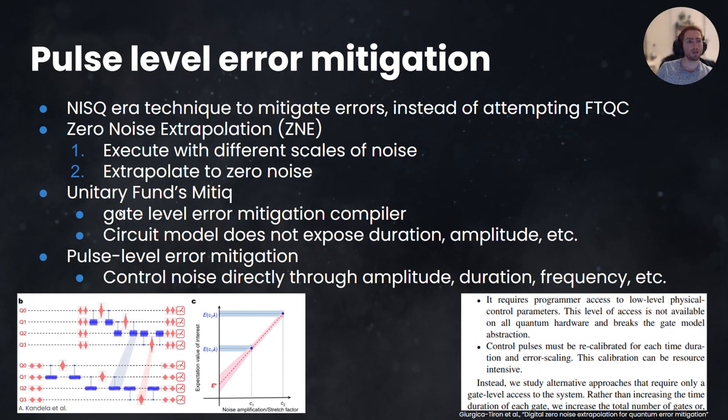And for example, Unitary Fund, which is a great non-profit organization that strives to enable and develop open source quantum software, developed Mitiq. Mitiq is a gate level error mitigation compiler that uses, for example, zero noise extrapolation. How do they implement that? They add gates as the noise source, right? Because they are not exposed through the circuit model to the pulses, to the control of the pulses. So maybe we can implement some error mitigation schemes in pulse level, and QUA, our pulse level language, enables that.